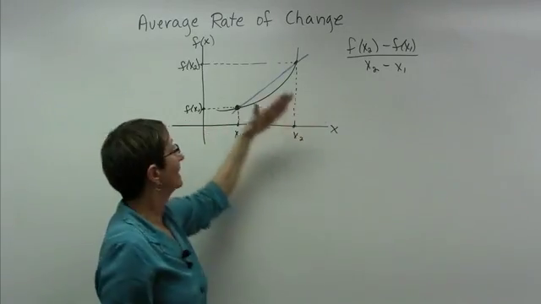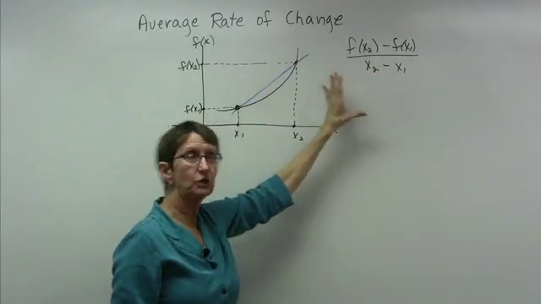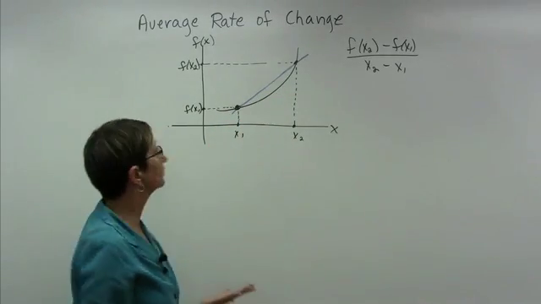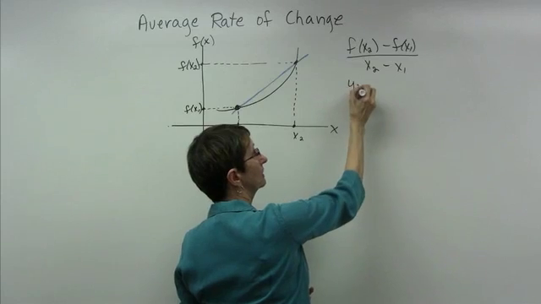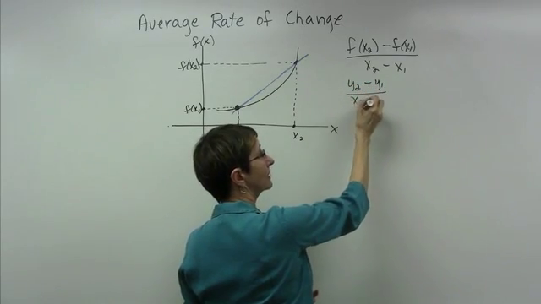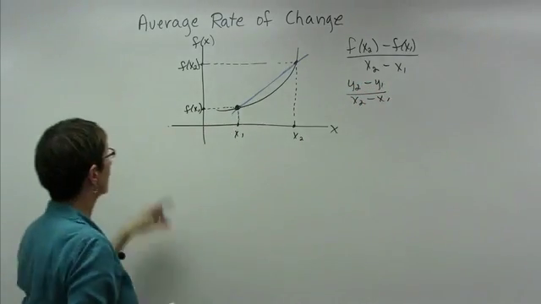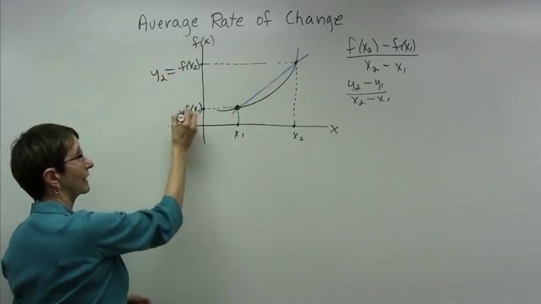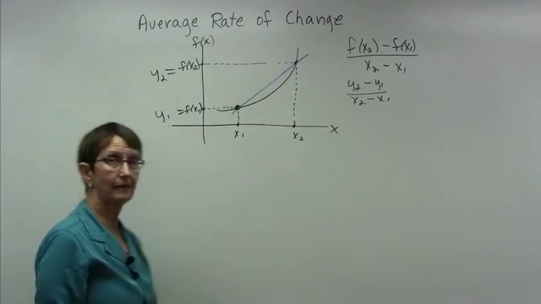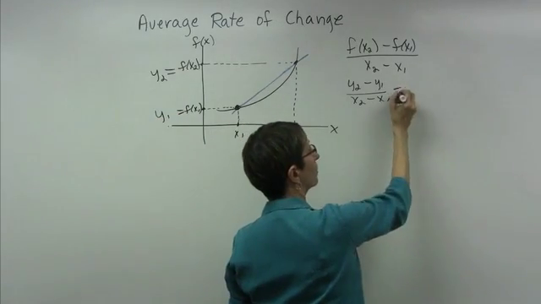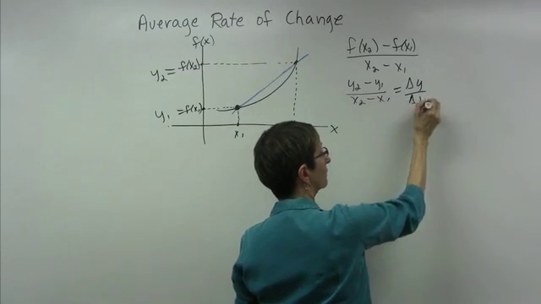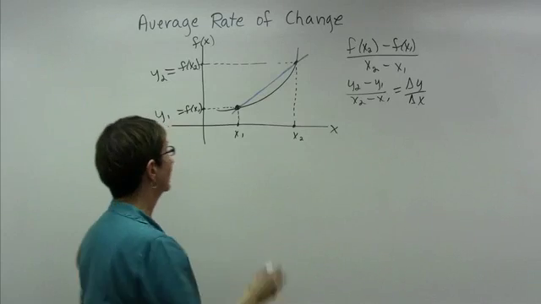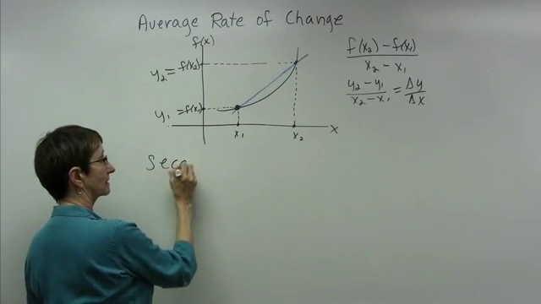And you can think of that ratio, the average rate of change, gives me the slope of this line. You're probably also familiar with it as y sub 2 minus y sub 1 over x sub 2 minus x sub 1. So this f of x sub 2 is the same as y sub 2, and f of x sub 1 is the same as y sub 1. And then, of course, we always call those the change in y over the change in x and use the little delta symbols. Now, this type of line is called a secant line.